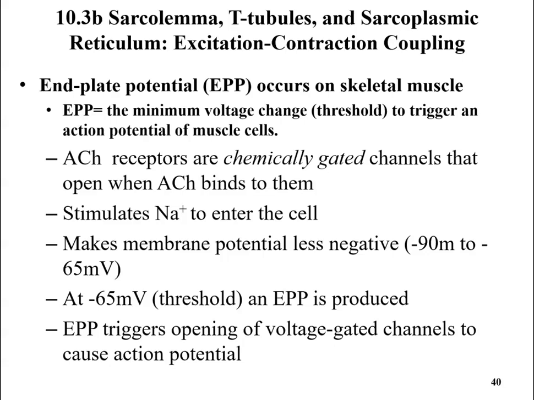So if you've got positive charges coming into the cell where the cell is negative on the inside, it's going to make it more positive on the inside, right? So it makes the membrane potential less negative. It goes from about negative 90 millivolts to negative 65 millivolts. That negative 65 millivolts is going to be the threshold, or the minimum voltage change that triggers an action potential on the muscle cell.